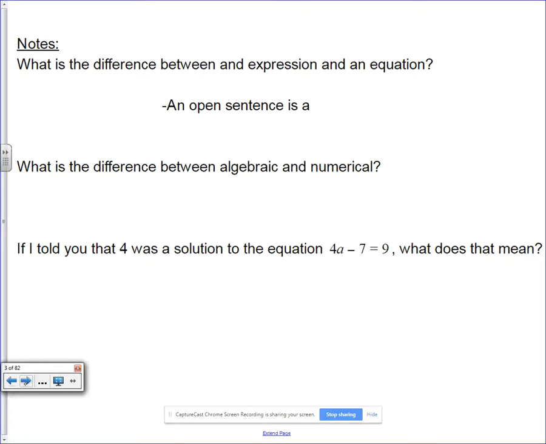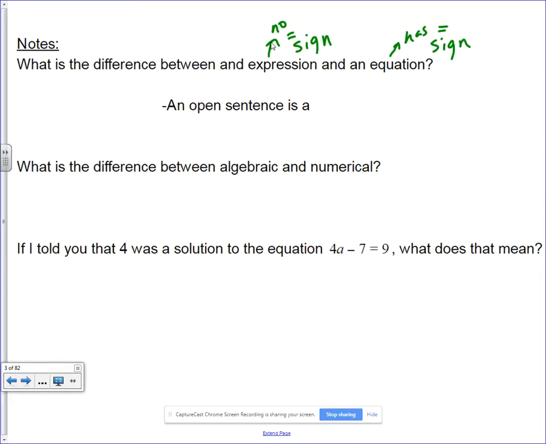Okay, let's fill in some notes here for today. Tell me, what's the difference between an expression and an equation? This one right here has no equal sign. What about an equation then? Has an equal sign.